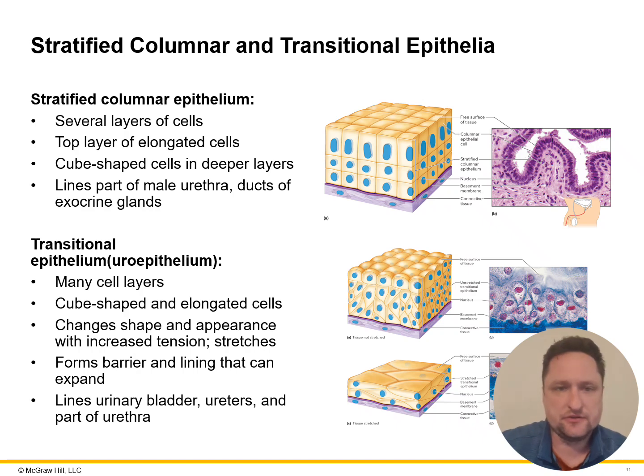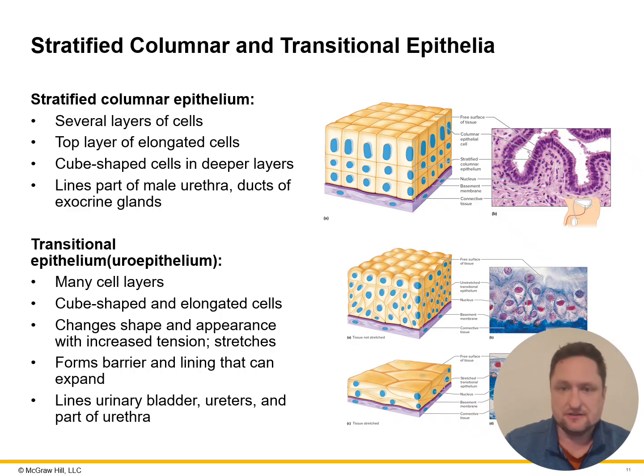Okay, we got two here, stratified columnar and transitional epithelia. Stratified columnar epithelium contains several layers, with columnar cells on the surface and cuboidal cells beneath. It lines parts of the male urethra and certain glandular ducts. Transitional epithelium, also called urothelium, is specialized to stretch. It lines the urinary bladder, ureters, and part of the urethra.